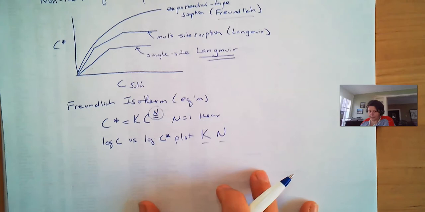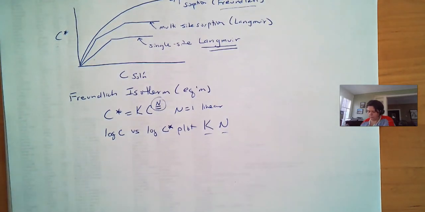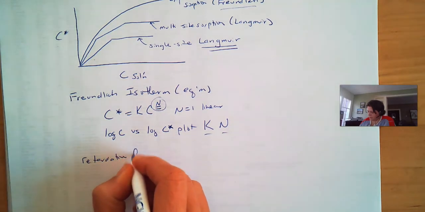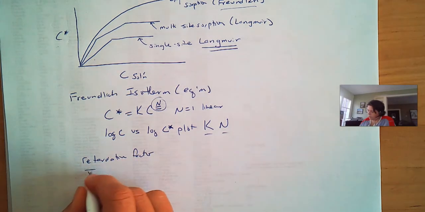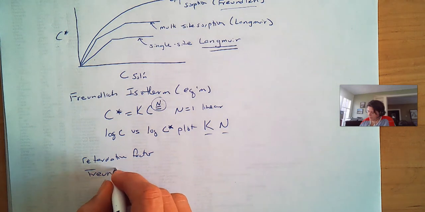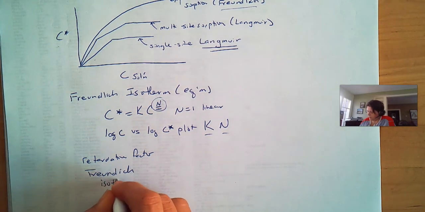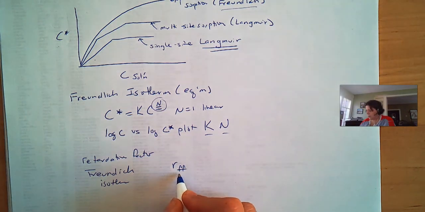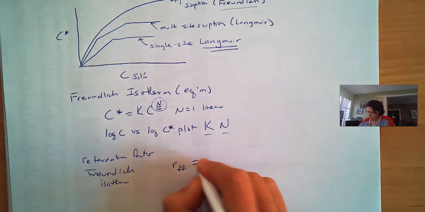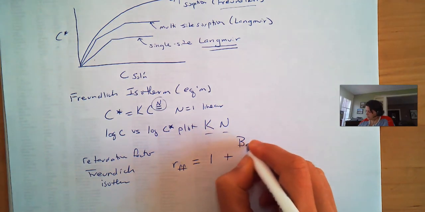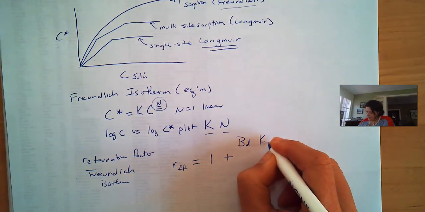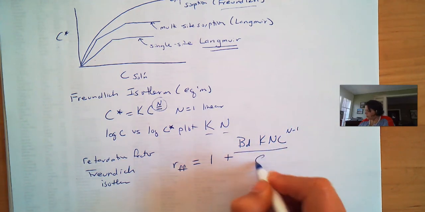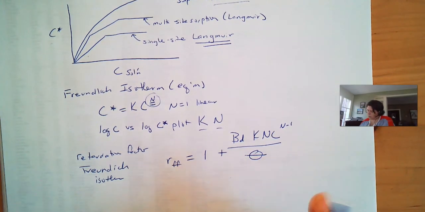And so, retardation factors for a Freundlich. The retardation factor for a Freundlich type of isotherm will be RFF, so the retardation factor Freundlich equals 1 plus the bulk density of the soil, K, and C to the n minus 1, over the saturated concentration.